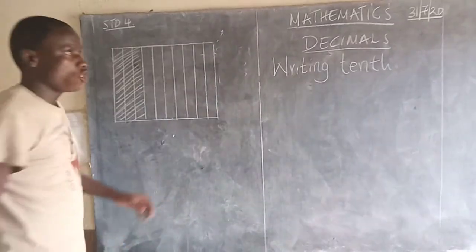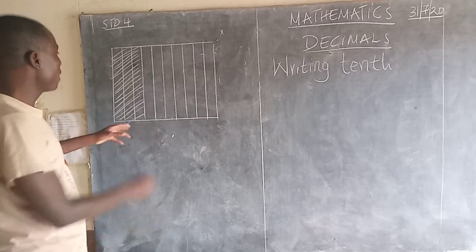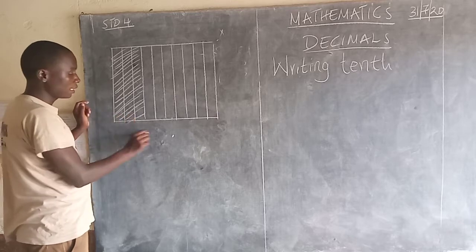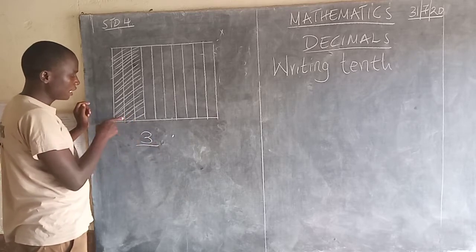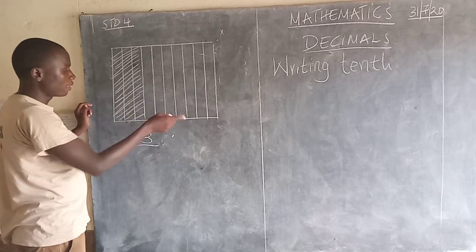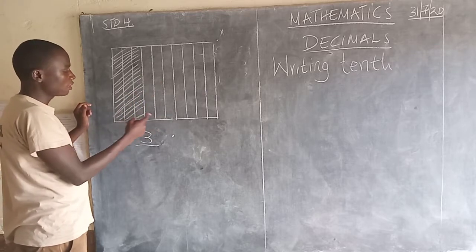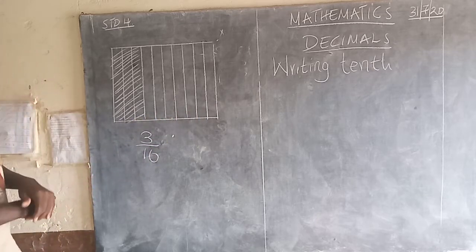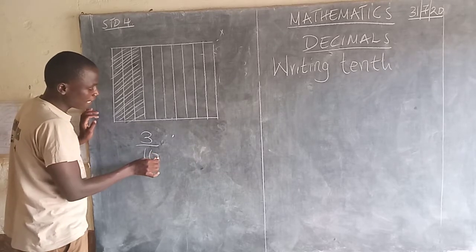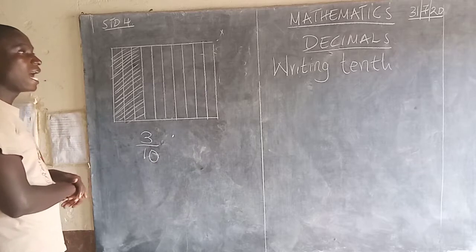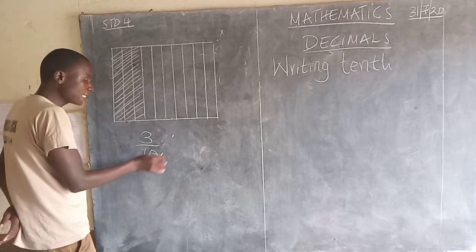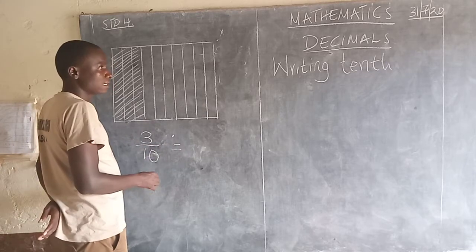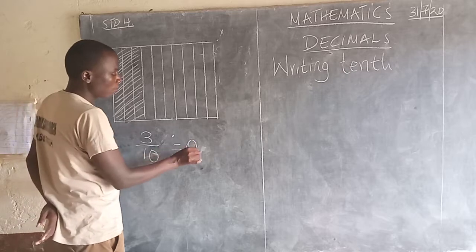So when you come here, use the same concept to come up with the shaded part. The shaded part here will be 1, 2, 3. You count them, 3. Then the fraction will be the part that is shaded over all of them together. We count 1, 2, 3, 4, 5, 6, 7, 8, 9, 10, over 10. Hence the fraction of the shaded part is 3 over 10 in fraction. In decimal, this number can be converted and written as 0.3.